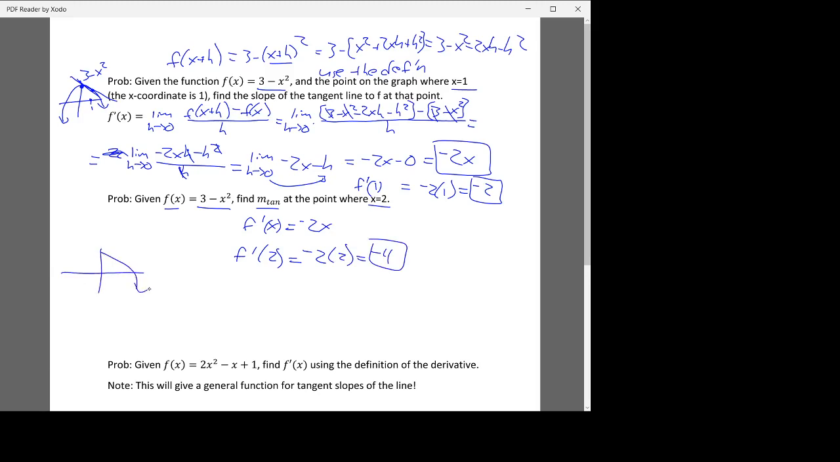So you can find the slope of the tangent line also in this case. So we have this as maybe not the best picture of 3 minus x squared. But if we go out here to 2, the slope of the tangent line is minus 4. And it makes sense.